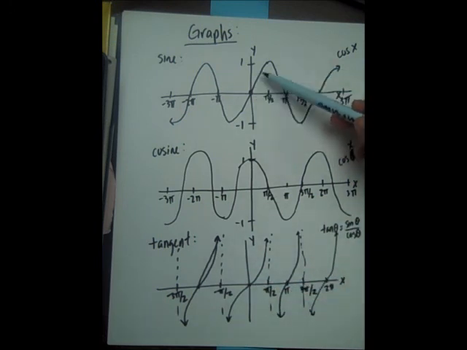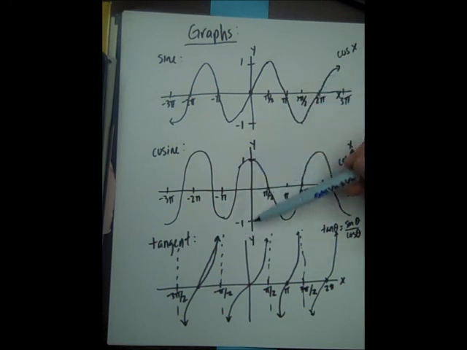Sine goes through the origin, bounces back between 1 and negative 1 with a period of 2 pi, so it repeats every 2 pi. And then cosine bounces back and forth between 1 and negative 1, but it goes through the point (0, 1), and then repeats every 2 pi. And tangent we already talked about. So those are the three graphs you're going to want to be familiar with.